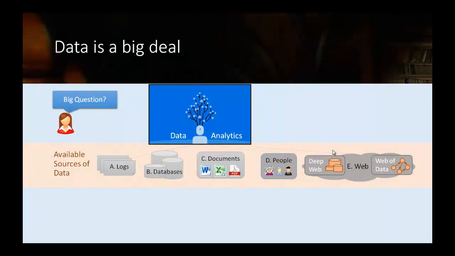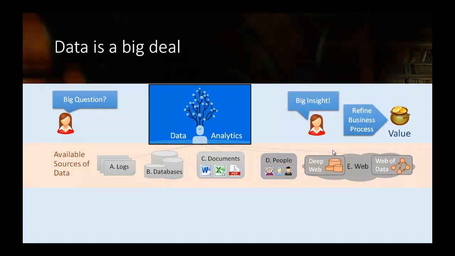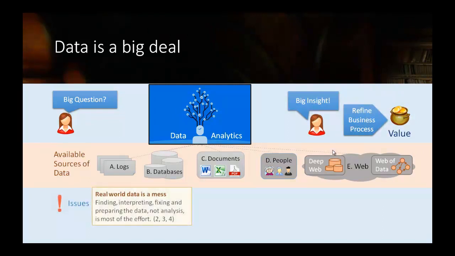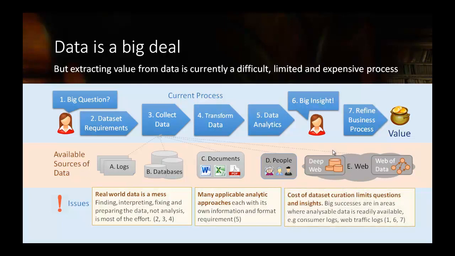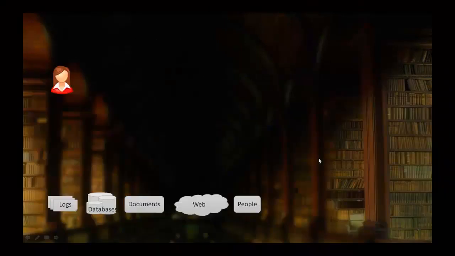This data contains hidden value, patterns that can be detected by automated analysis to provide insights which can help to refine and improve business processes. The big problem is that real-world data is complex and messy. Although organizations have access to huge amounts of data, it's currently a vast amount of effort to get the right data and get it into good enough shape so that it can be analyzed by computers. Big data analytics has, to date, only really been successful in domains where there are simple regular log files that can be easily mapped to simple big questions. That's where we come in.